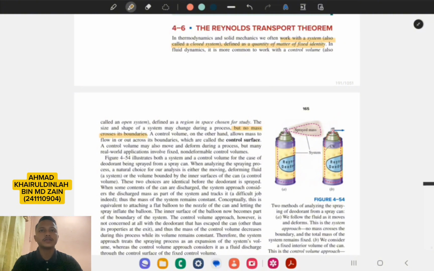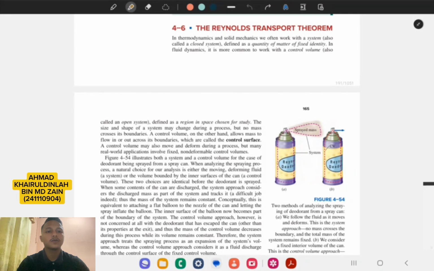Today I would like to do some discussion about topic 4.6, the Reynolds transport theorem. In this lesson, it will show the analogy between the material derivative and the Reynolds transport theorem, or we can call it RTT. And then the second one, it will discuss the purpose of the RTT, and then it will show the form of RTT, including various simplifications.